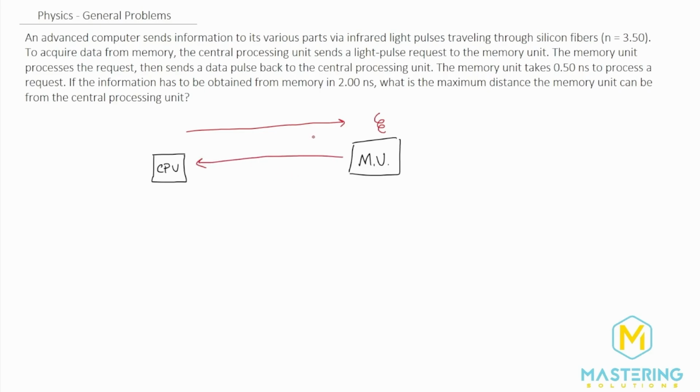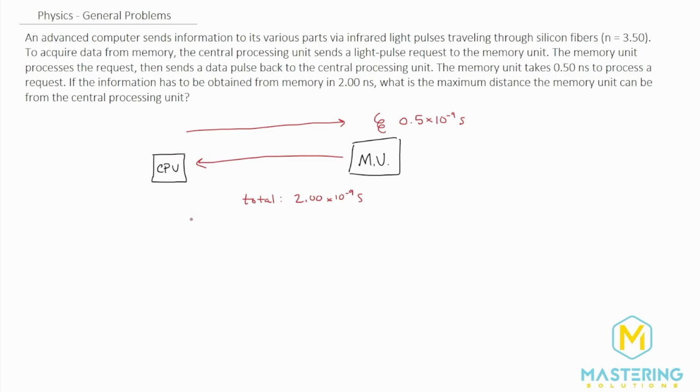They tell us that the processing time is a half of a nanosecond, so 0.5 times 10 to the negative 9 seconds. And they tell us that the total time to go here, process, and come back takes 2 nanoseconds. So the total is 2 times 10 to the negative 9 seconds. And from that information, we have to figure out how far away the memory unit can be from the CPU to process in time.